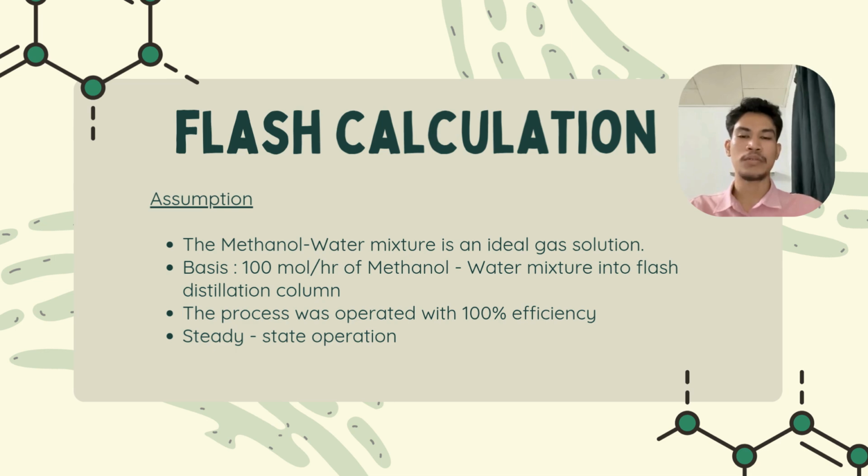Okay, so for the flash calculation, we have 4 assumptions. First, the methanol water mixture is an ideal solution. Second, our basis is 100 mole per hour of the methanol water mixture into the flash distillation column. Third, the process is operated with 100% efficiency. And last, our operation is in a steady state.